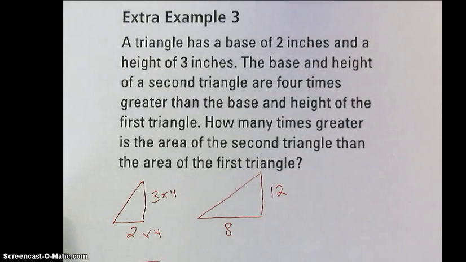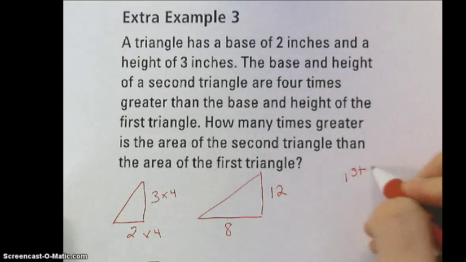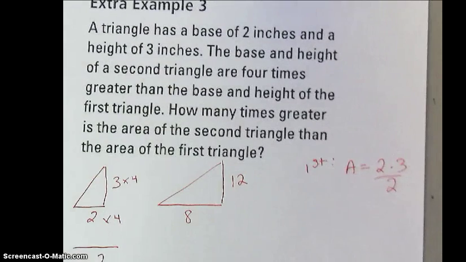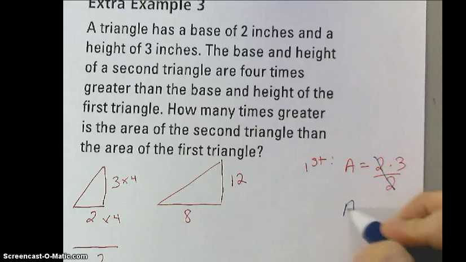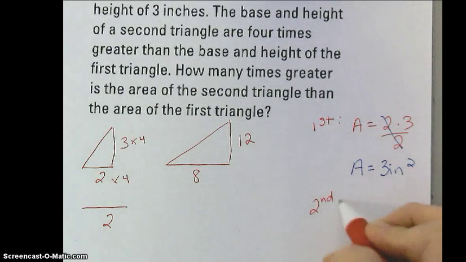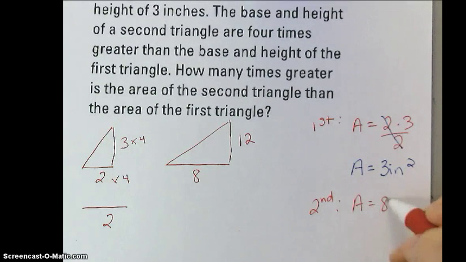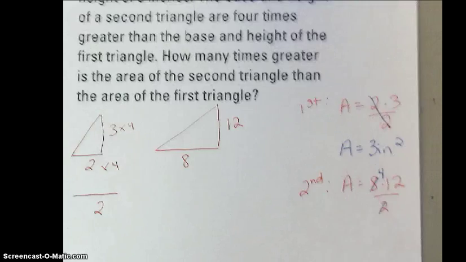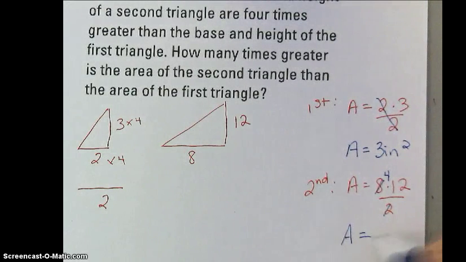Well, I need to find the area of the first. So the area of the first is 1/2 times 2 times 3, the base and the height. Well, I can cross cancel. So the area of my first triangle is 3 inches squared. Now the area of my second triangle: area equals 8 times 12 divided by 2. Cross canceling, 2 goes into 8 4 times, and 12 times 4 is 48. So area is equal to 48 inches squared.